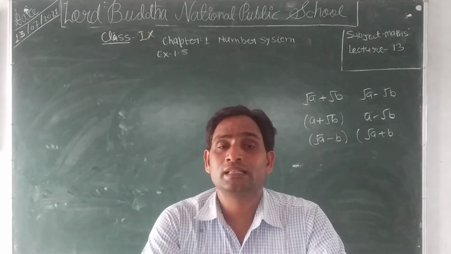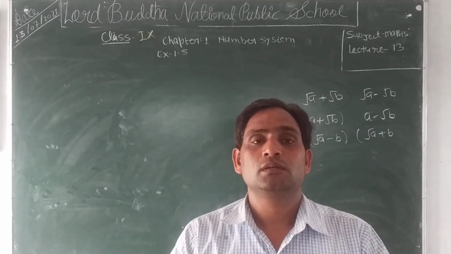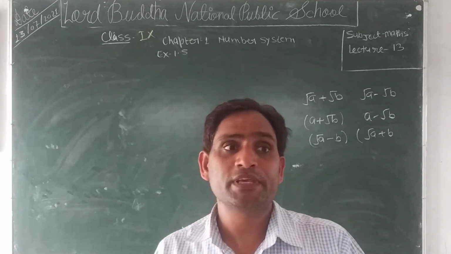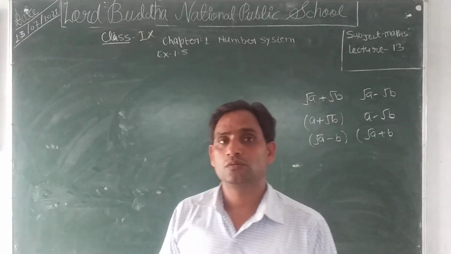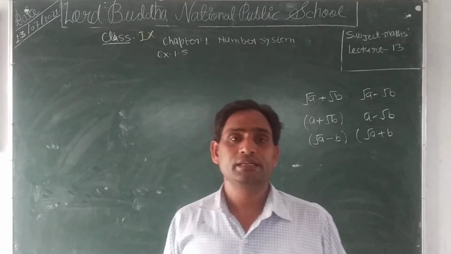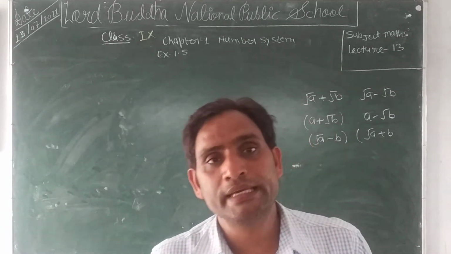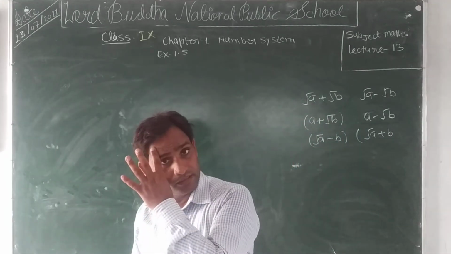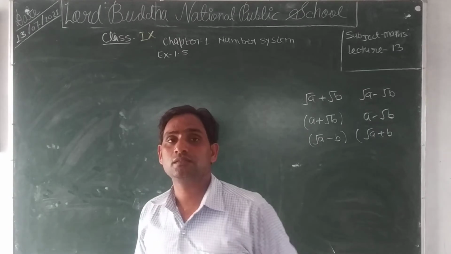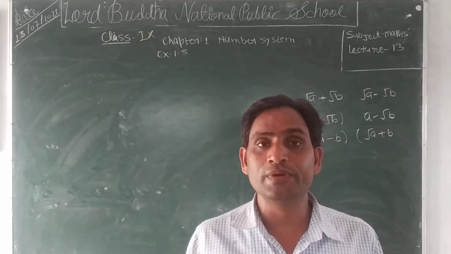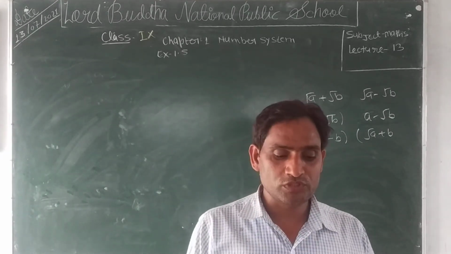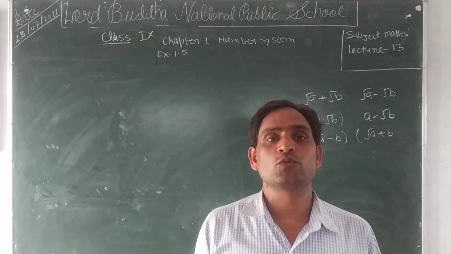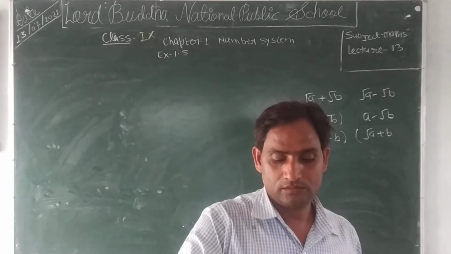To make an irrational number into rational form, that is rationalization. अगर हम किसी भी इरेशनल नंबर को रेशनल में कन्वर्ट कर रहे हैं, तो इस प्रोसेस को रेशनलाइजेशन कहेंगे. Specially in your exercise you have to rationalize the denominators of the given numbers. आपका क्वेश्चन नंबर 5 है, इसमें कुछ नंबर्स दिए हैं, इन नंबर्स के डिनोमिनेटर को आपको रेशनलाइज करना है. क्लियर?